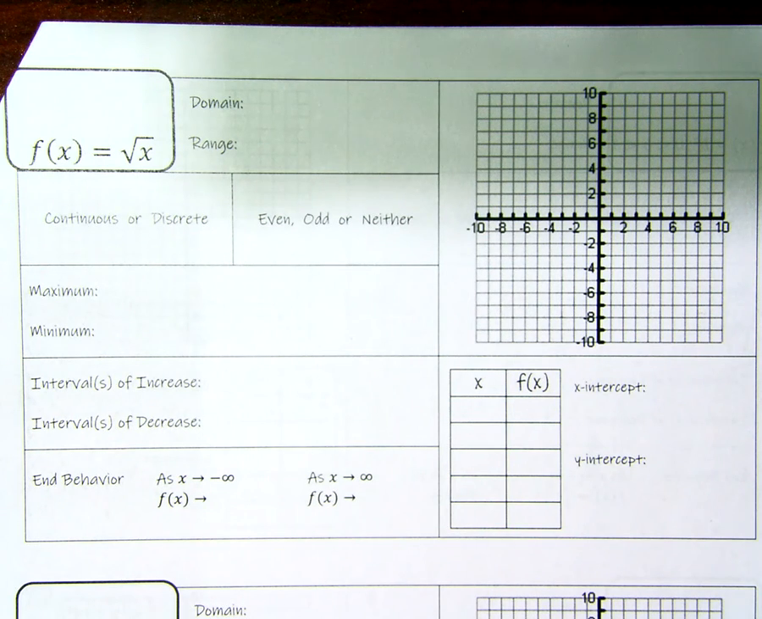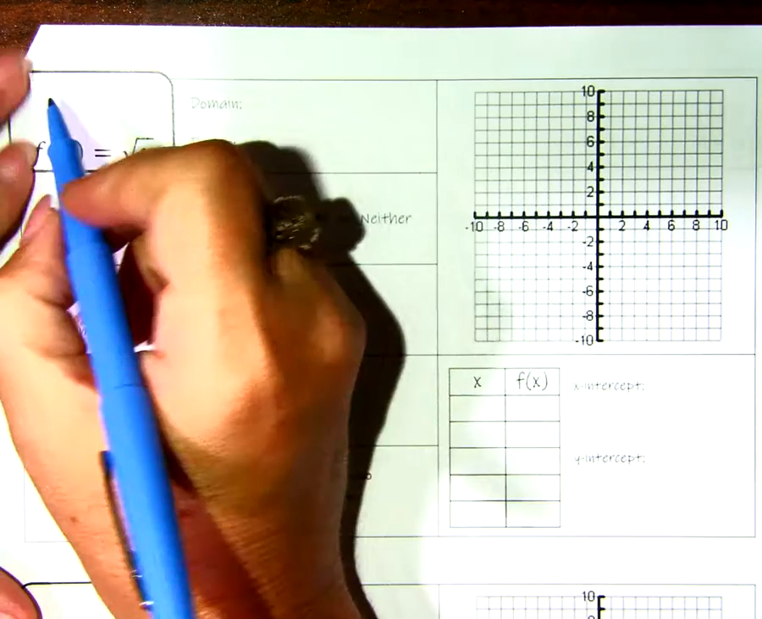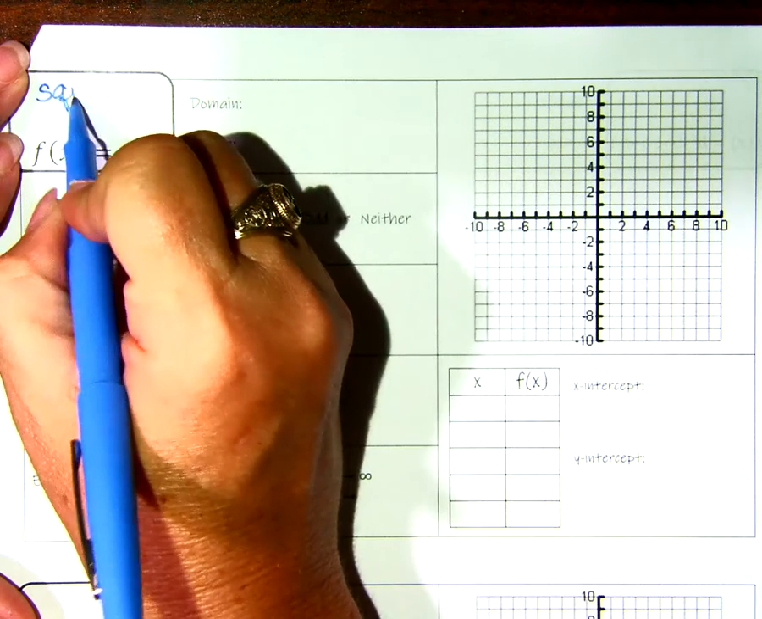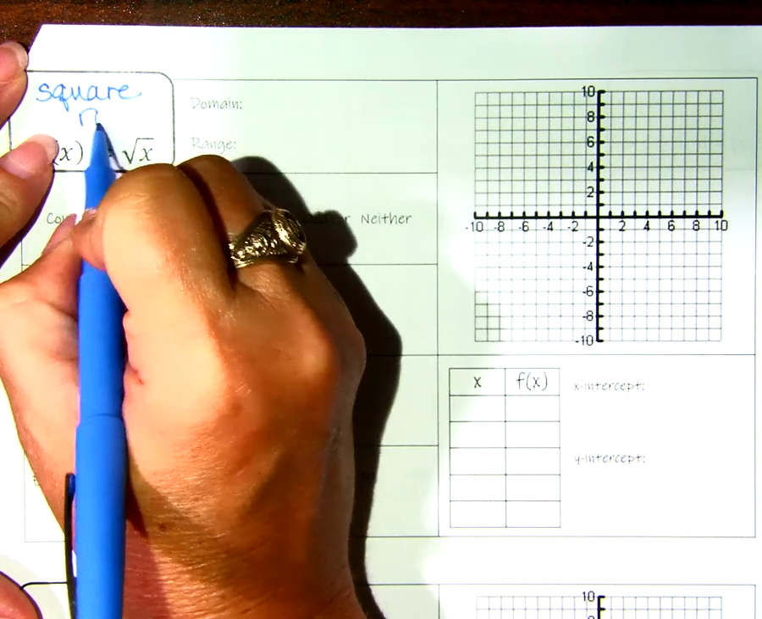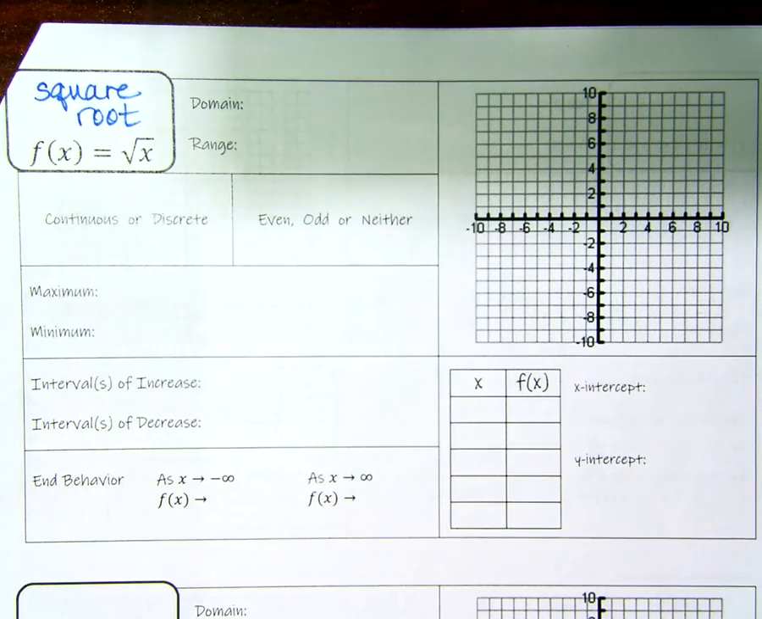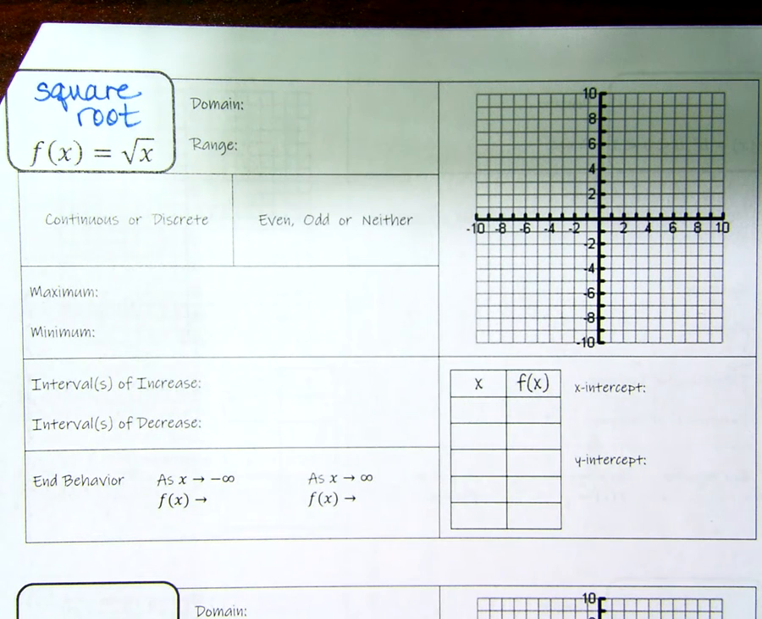So what is it called? What do you think? Square root. Let's go see what it looks like. What values should we choose for x?